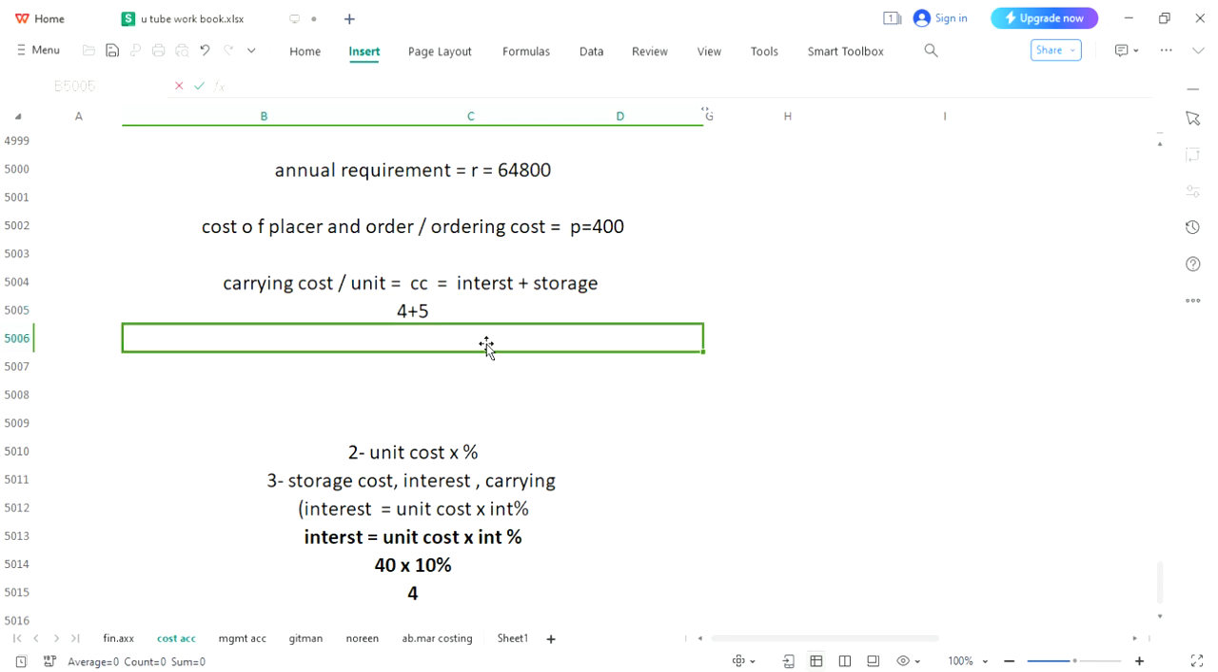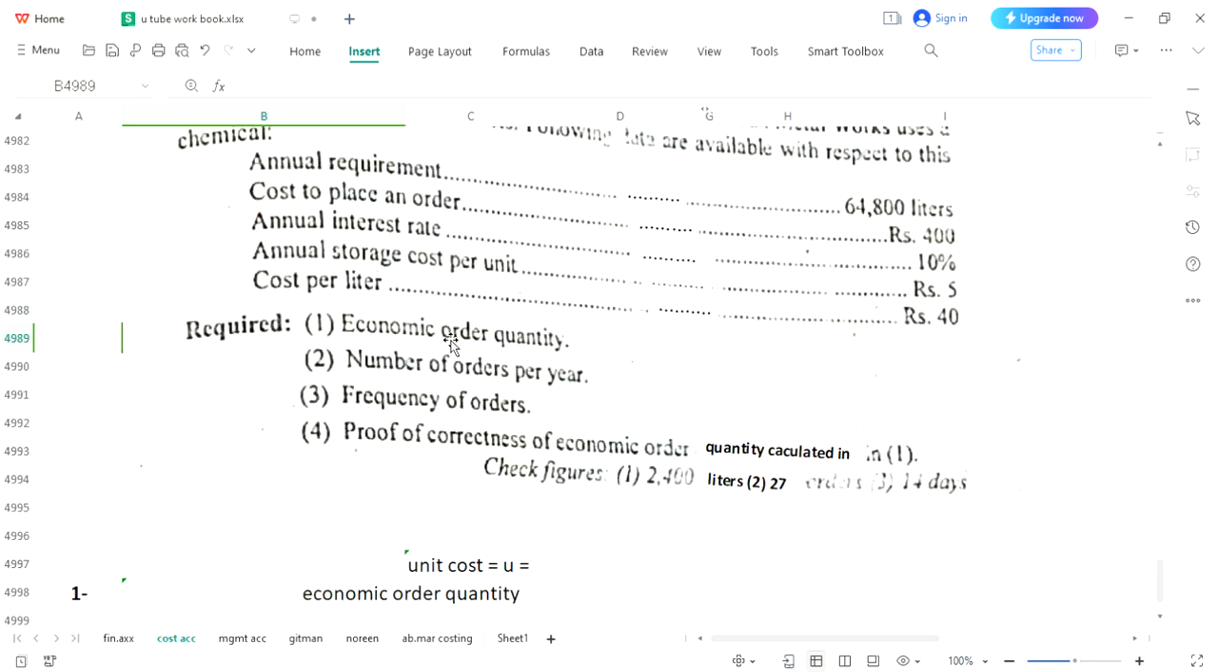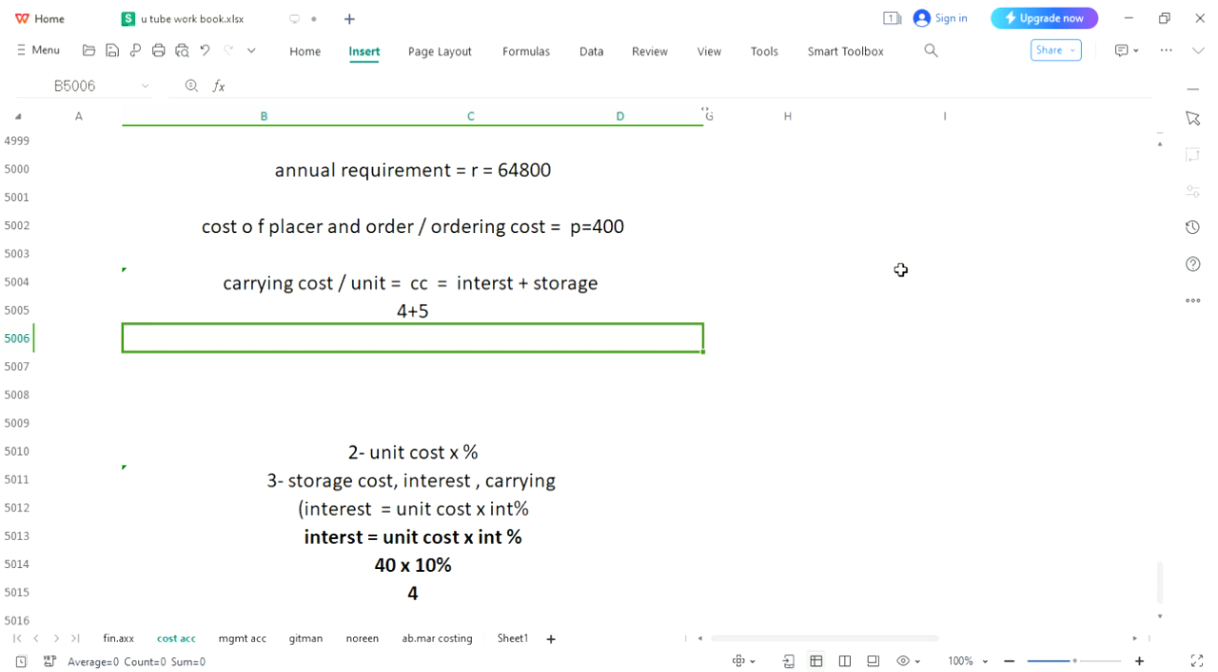So let me show you: storage cost is 5 and the interest rate of 10% gives 4, which we have calculated. In this way 9 would be your carrying cost. So let it be put over here. Your carrying cost, CC, is 9.